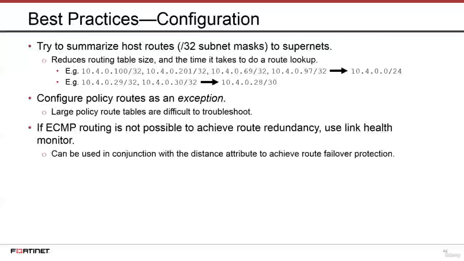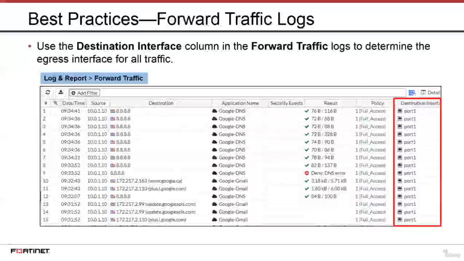Finally, if equal cost multipath routing is not possible with multiple routes, use link health monitor in conjunction with the distance attribute to ensure you have route failover. If you enable the destination interface column in the forward traffic logs, you can view the egress interface for traffic passing through the FortiGate. The information can be used to determine which route is applied to which traffic stream, as well as identify any routing configuration issues.